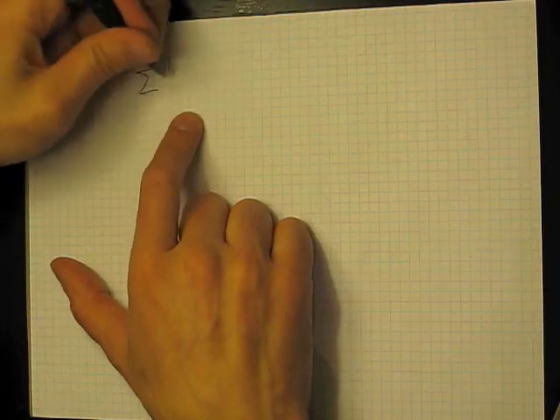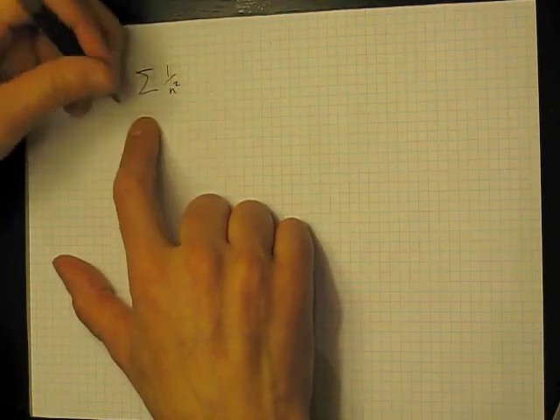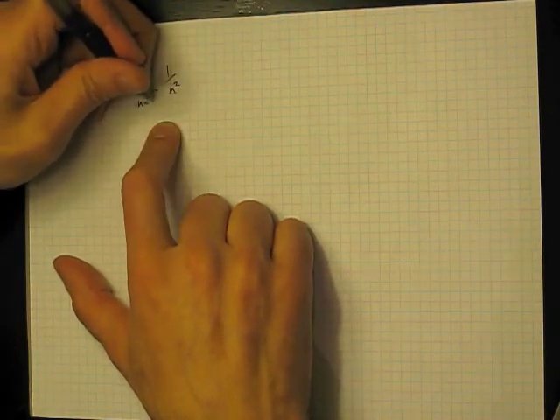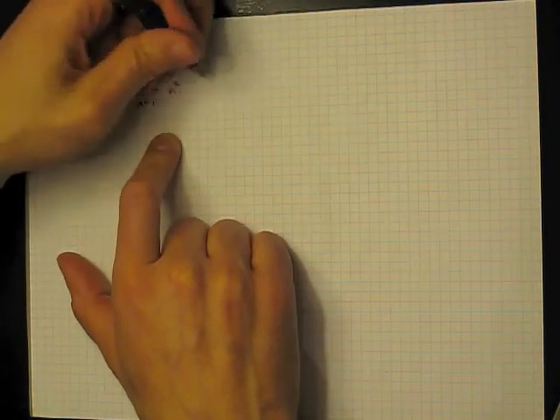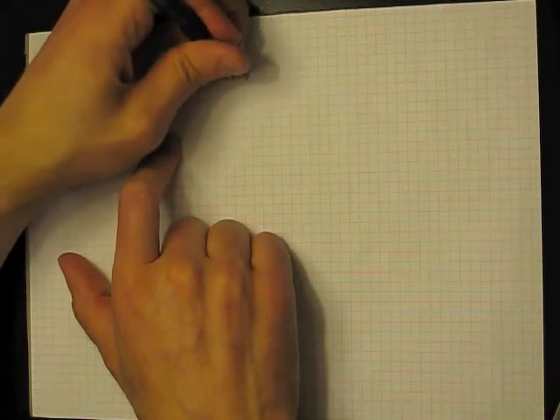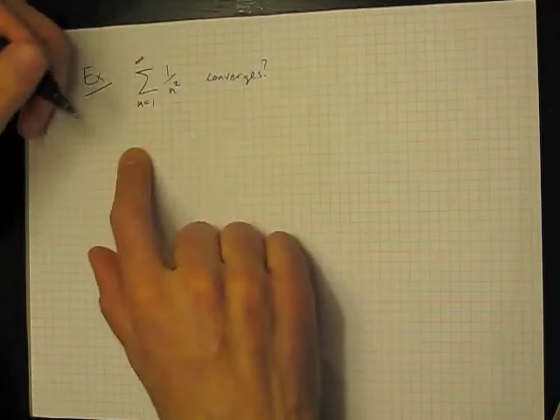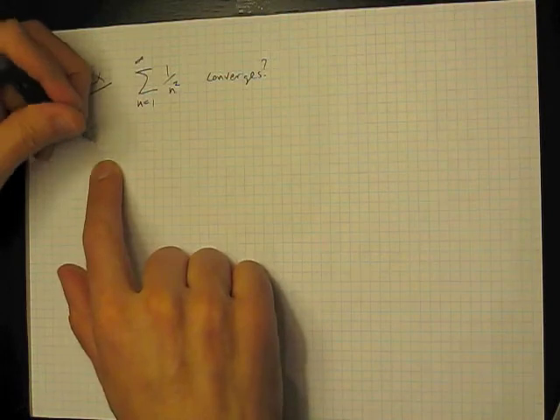So I want to think about the following series. How about 1 over n squared, starting at 1, going to infinity? So converges or diverges? Let's find out. Who knows? So we check.